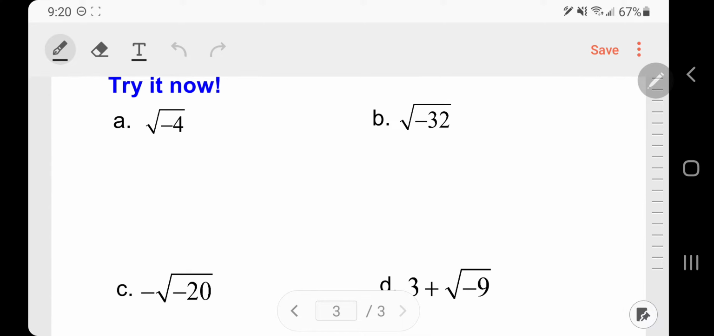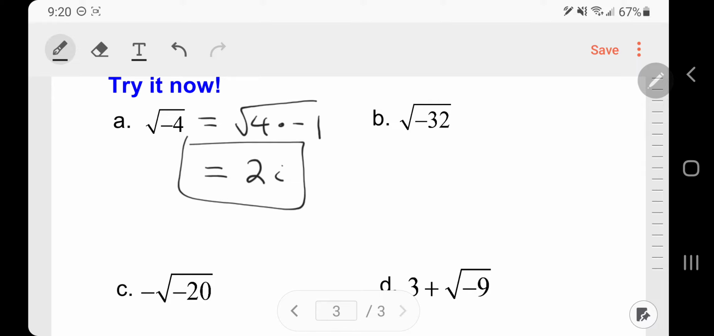Okay, so the first one, we have the square root of -4, very similar to the one we just talked about. This one, 4 is already a perfect square, so when I break this apart, I'll break it into 4 and -1. The square root of 4 we know is 2, and the square root of -1 we know is now i. So it would be 2i as our final answer.